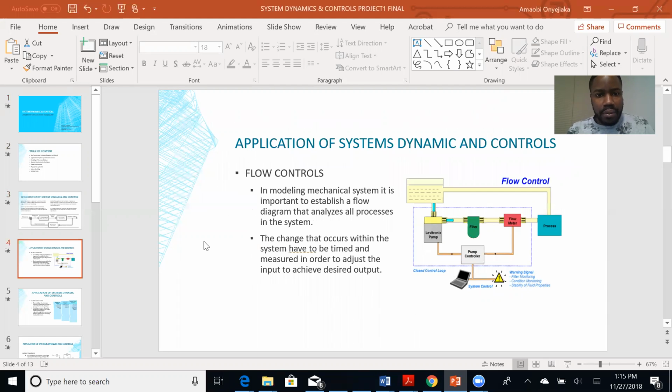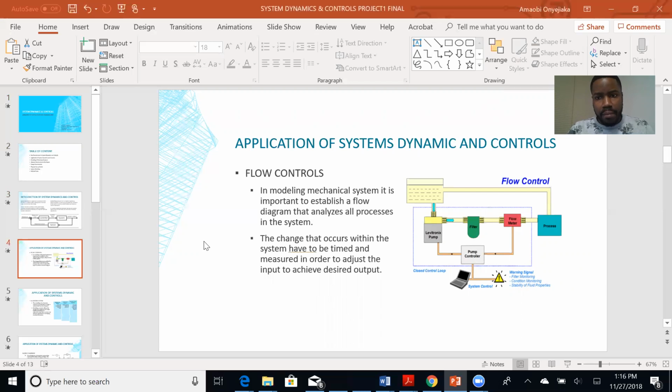Application of system dynamics control. We're going to discuss flow controls. In modeling mechanical systems, it is important to establish a flow diagram that analyzes all processes. This is a way to visually illustrate what the system is going to look like and the processes that it goes through. The changes that occur within a system have to be timed and measured in order to adjust input to achieve the desired output.